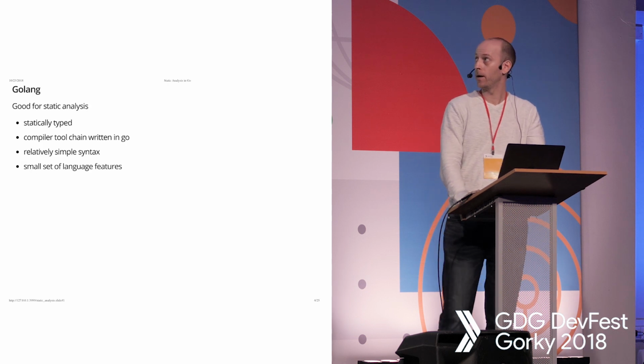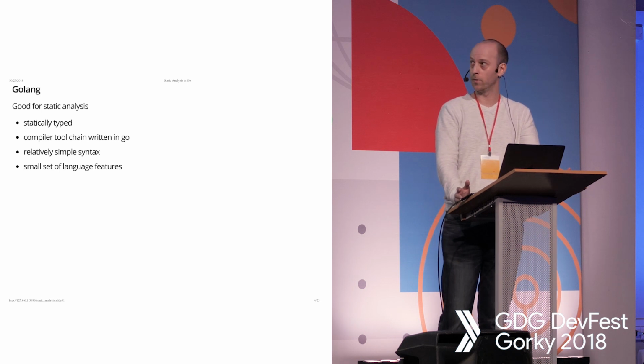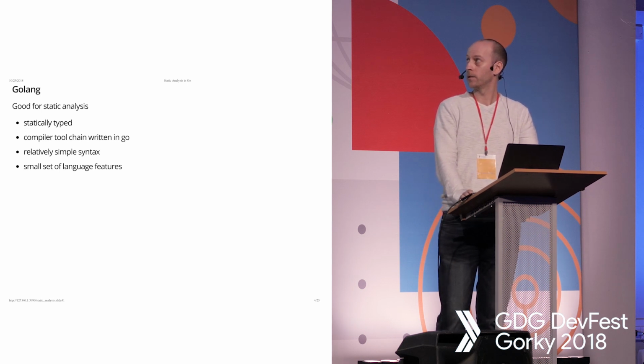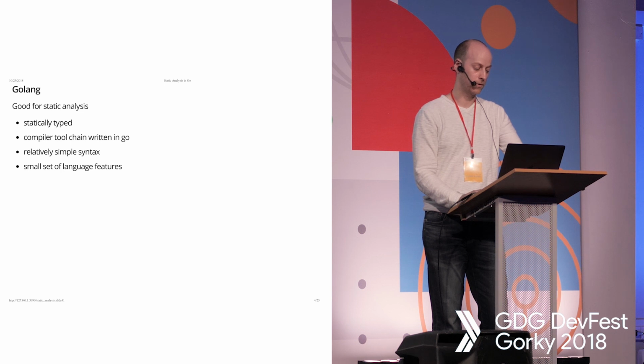Okay, now let's talk a little bit about Go. If you don't know, Go is a programming language created at Google, and I think it's particularly well suited for static code analysis. First, of course, it's statically typed, which means you can know the types of all your objects just by looking at the code, which makes it easy to write really powerful static checks.